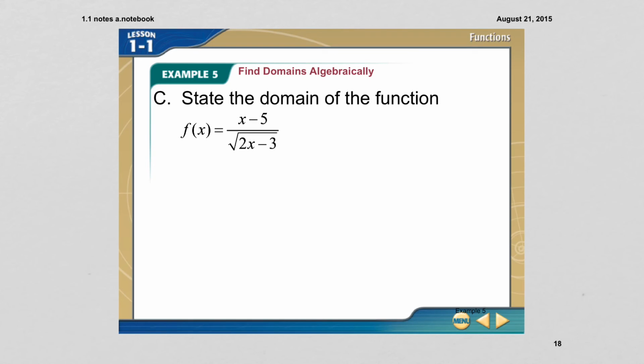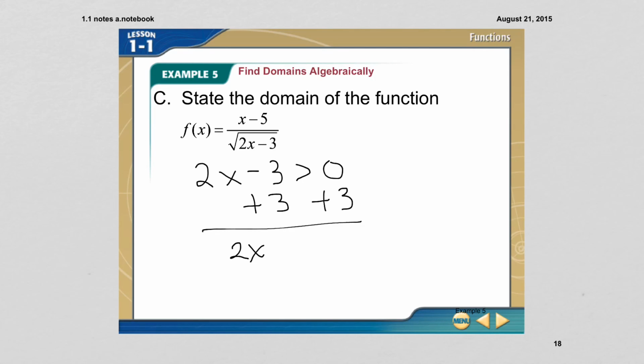Okay, this problem is similar to the previous problem in that we have to work with the domain. But in this case, the denominator, the 2x minus 3, has to be greater than 0 because it is a square root. So we're going to just solve that. So 2x minus 3 has to be greater than 0. Okay, so we go ahead and solve, add 3 to both sides, and we get 2x is greater than 3, divide both sides by 2, and x is greater than 3/2.